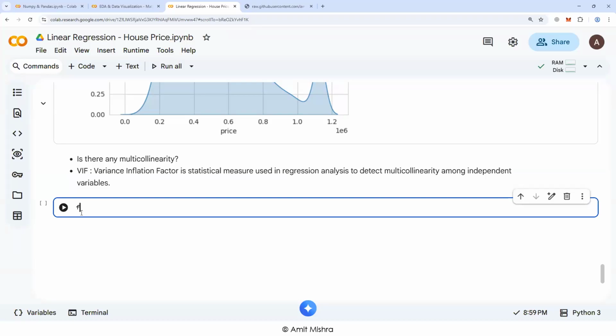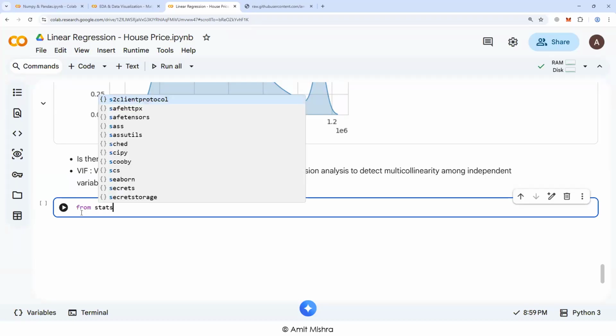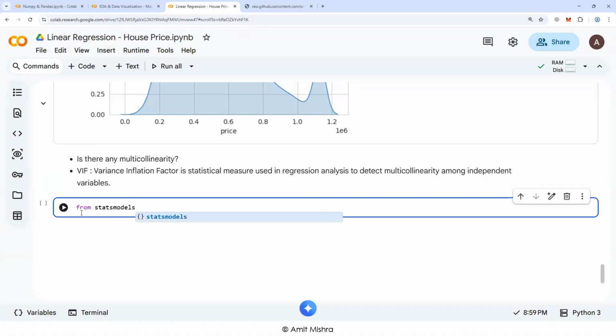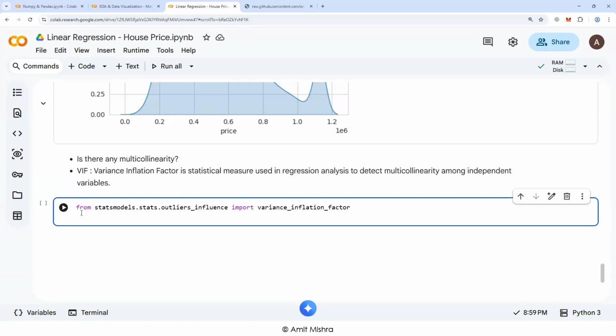Let's go ahead. Now from statsmodels.stats.outliers_influence, which stores the variance inflation factor, let's import variance_inflation_factor, which is your VIF value, and this is the ultimate test or measure to check if there is any multicollinearity between the feature values.